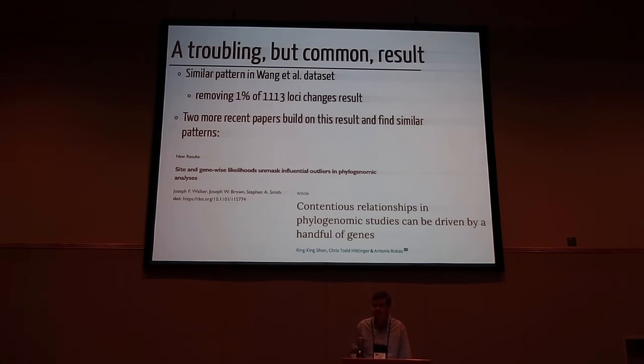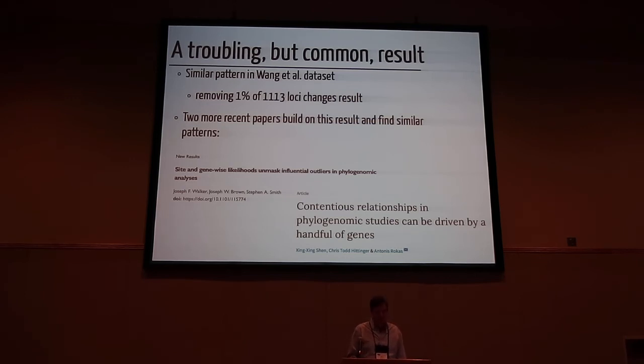Moreover, two more recent papers have come out that build on this work and follow up on it, looking at other sorts of data. A paper by Walker et al. is up on bioRxiv now that finds more outliers, and a paper by Shen et al., that came out in Nature Ecology and Evolution maybe a month or two ago, looks at a larger number of data sets and finds qualitatively similar results.